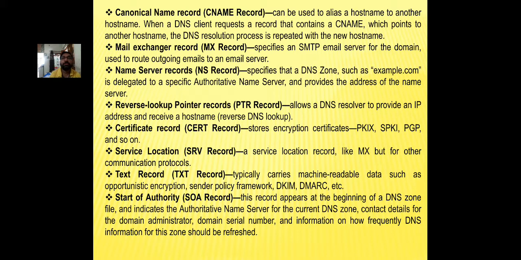Start of authority record. This record appears at the beginning of a DNS zone file and indicates the authoritative name server for the current DNS zone, contact details for the domain administrator, domain serial number, and information on how frequently DNS information for this zone should be refreshed.